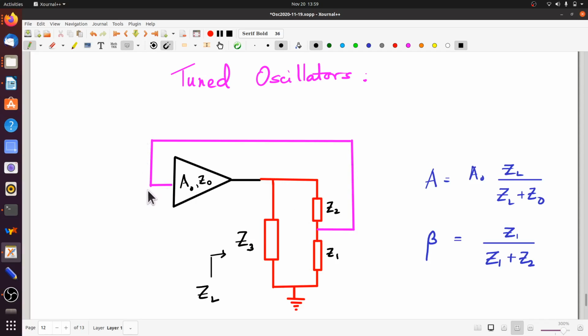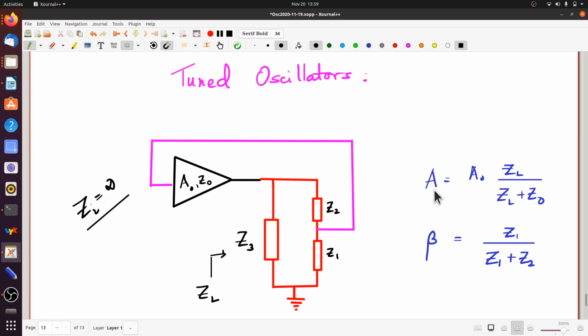We are going to assume, just for simplicity of analysis, that Zi is very, very large. So this amplifier has a huge input impedance, so draws almost no current from this combination. So you can think of Z2 and Z1 really as a series. But the output impedance ZO is going to be critical for the analysis, as you will soon see.